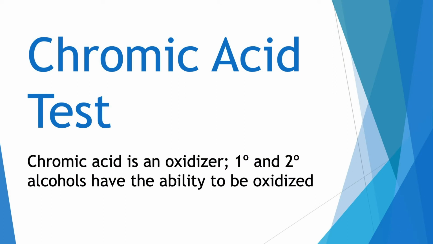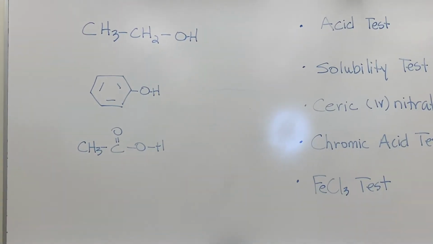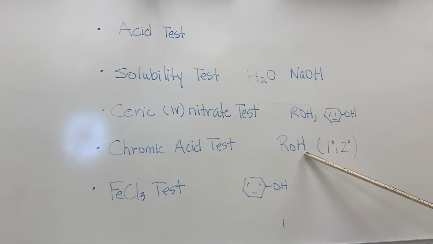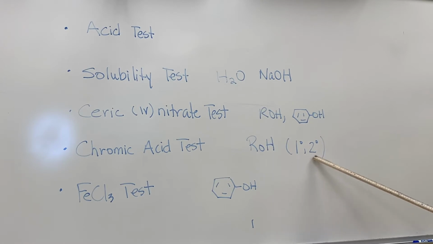Chromic acid test. The chromic acid is an oxidizer, so you have to have something that can be oxidized. Out of these different types of substances, what can be oxidized would be alcohols, not phenolic groups, and phenol is a little bit different, but the alcohols that you can oxidize would be primary or secondary.